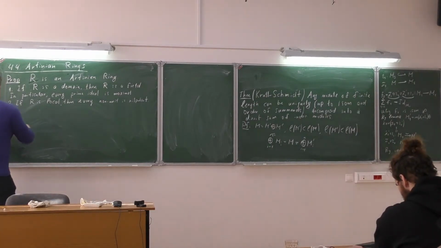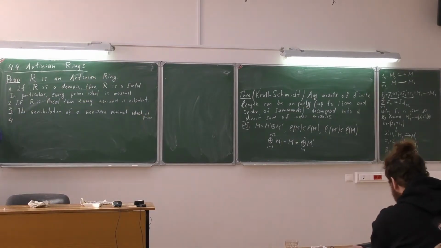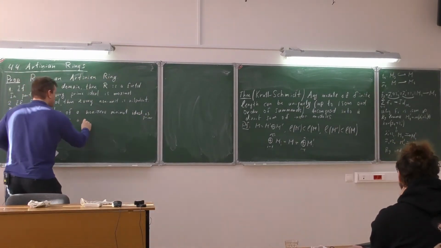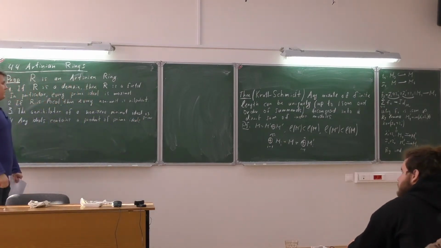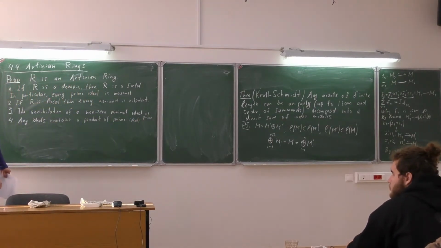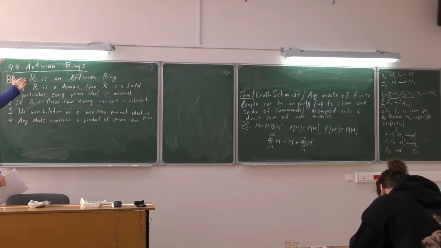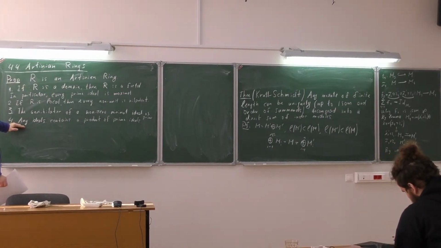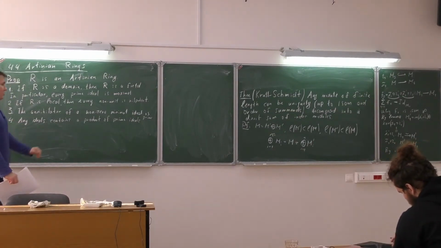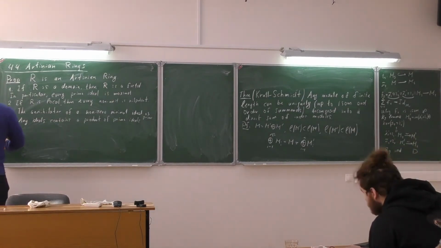So 3, the annihilator 0 minimal, 2 is prime. 4, any ideal contains a product of ideals. So that's the property that we already know for Artinian rings from the seminar. But of course, I'm going to show that any Artinian ring is in fact Noetherian, and when I'm doing this, I'm going to need this property. So it will be one of the steps in the proof of the main theorem. So I need to prove this separately for Artinian rings, and of course the argument will be different.